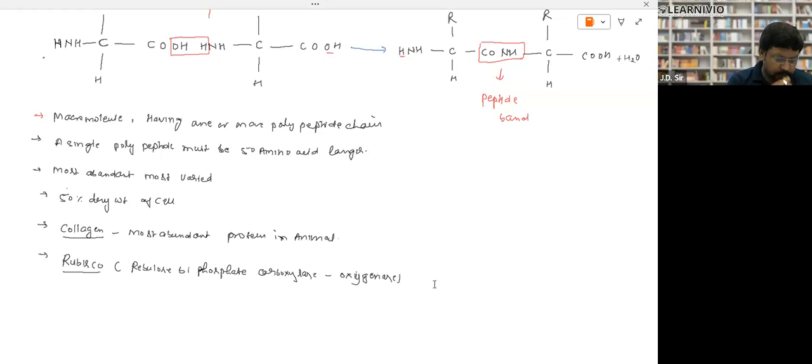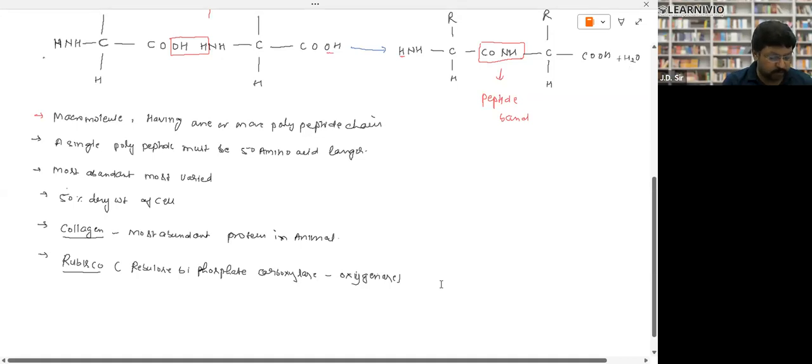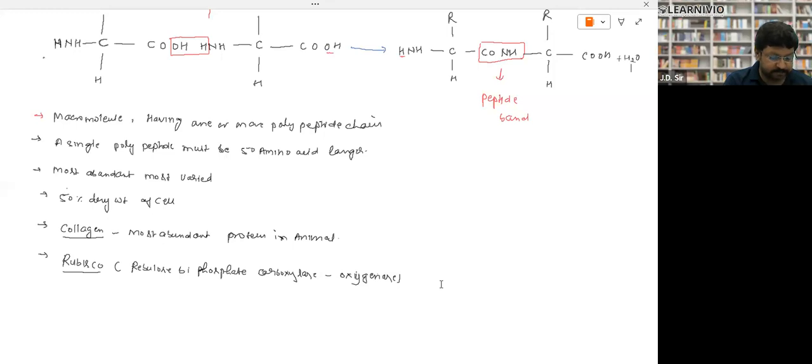Start writing now. Proteins are large sized macromolecules having one or more polypeptide chains of amino acids. Full stop.